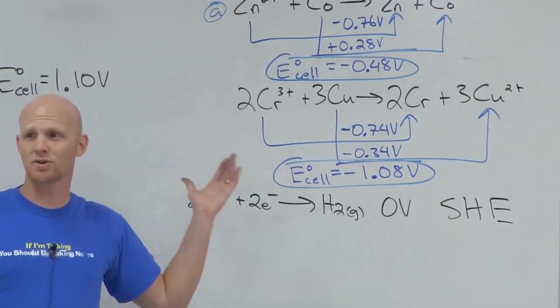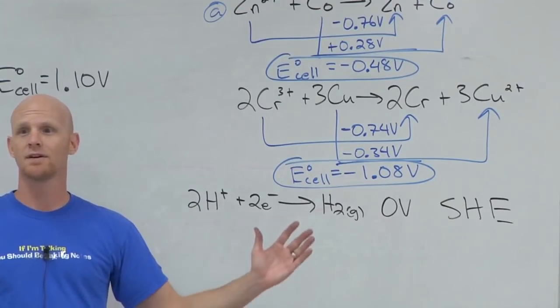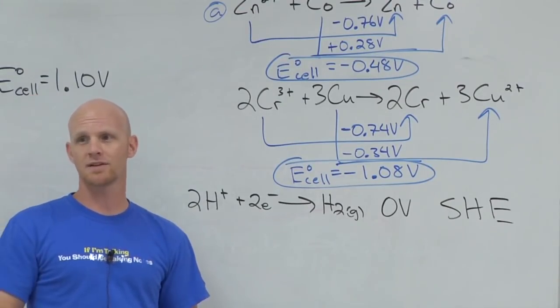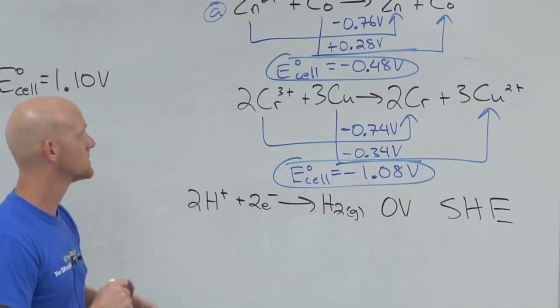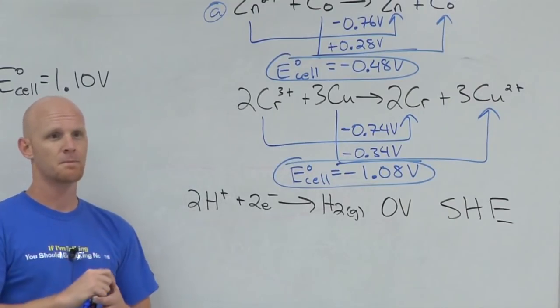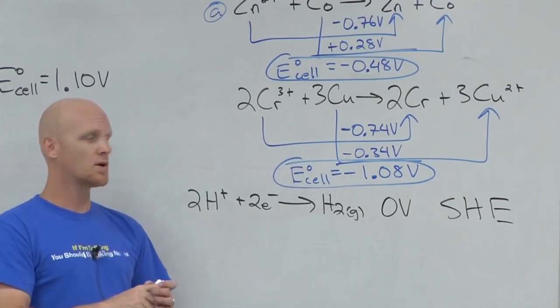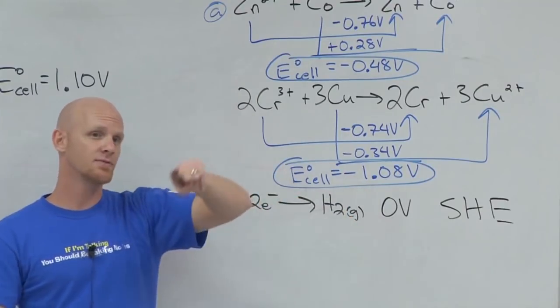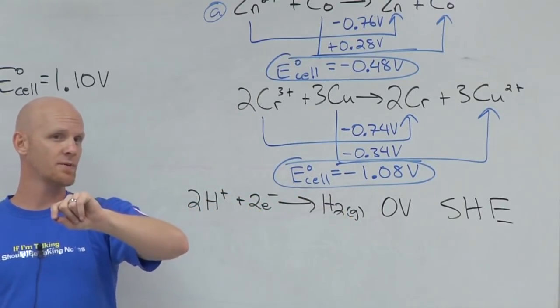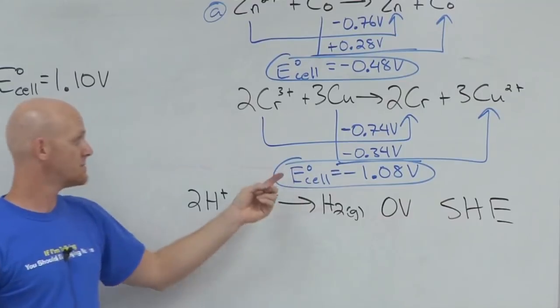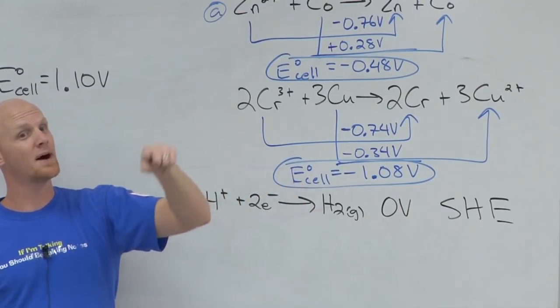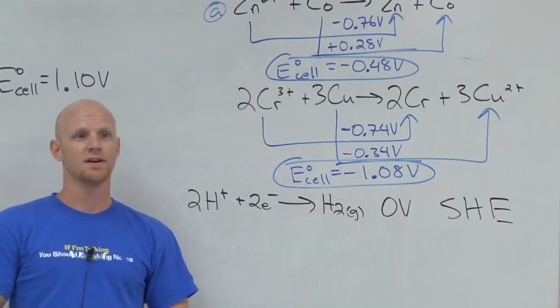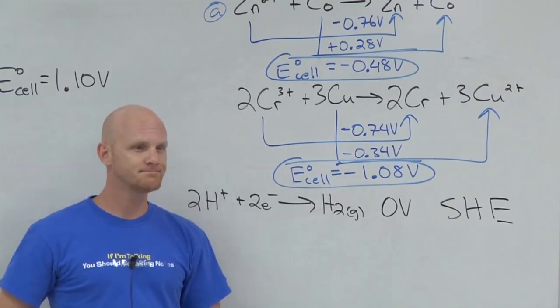Cool. These are some typical questions. Just calculate standard cell potential for a particular reaction. Great. We can totally do that. Well, the voltage is negative, and if you recall, we said, what do you want delta G to be for a reaction to be spontaneous? Negative. But what do you want the voltage to be? Positive for a spontaneous reaction. And we'll go over that one more time here in a little bit.